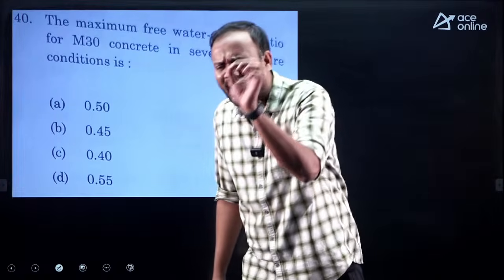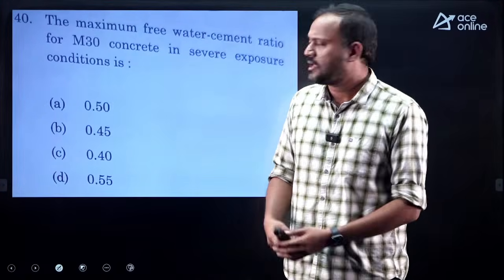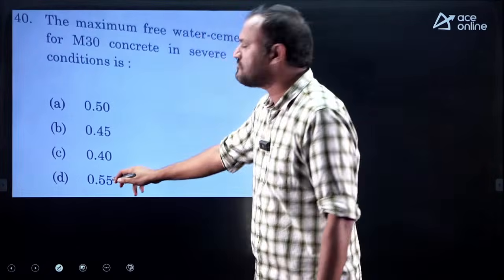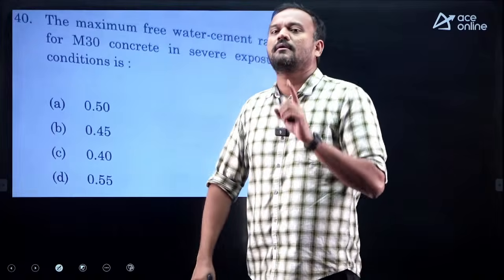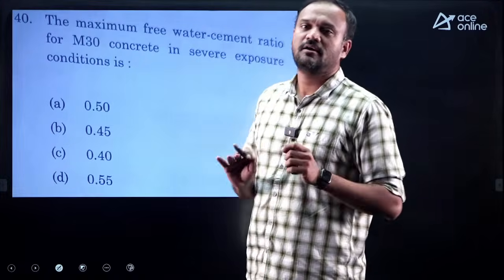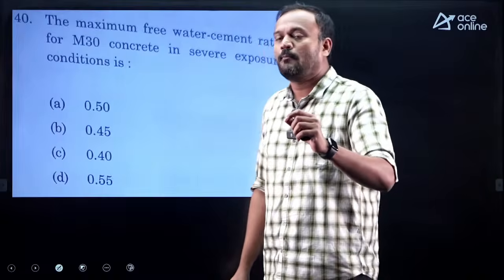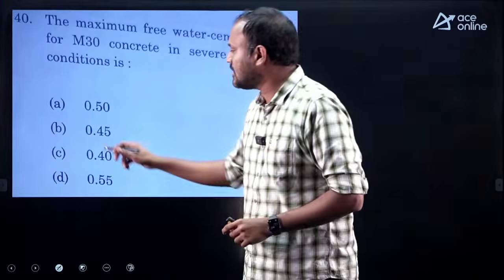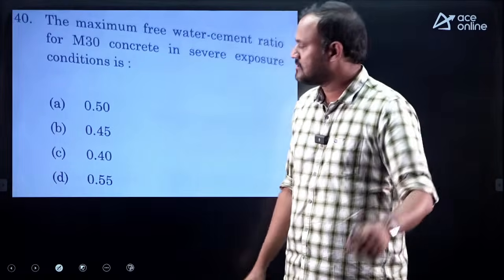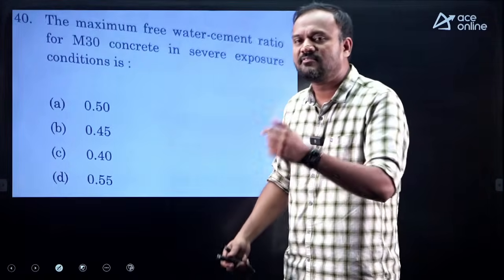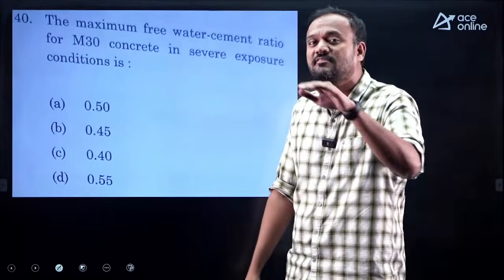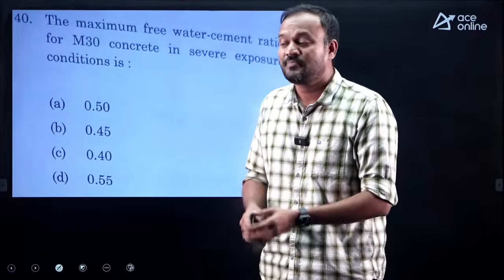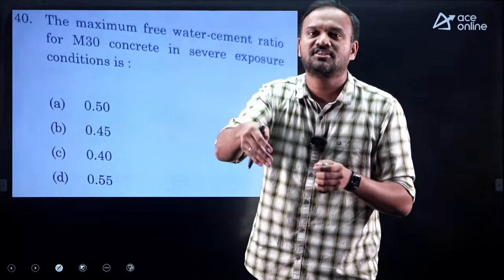So for mild exposure conditions, IS 456 says that 0.55 is the maximum free water cement ratio. For moderate conditions it is 0.5, for severe it is 0.45, very severe again 0.45, and extreme it is 0.4. So, as you can see, as the severity increases, we reduce the maximum allowable water cement ratio, so that the pores and permeability of the concrete are reduced and the exposure condition will not damage your concrete.